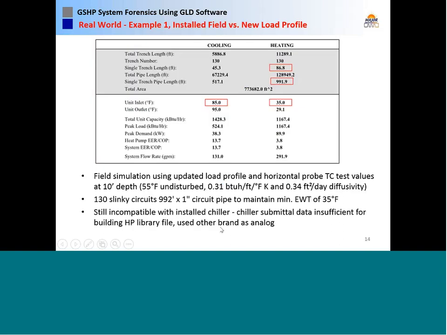So after we reran the loads, the new loads with GLD, and then we also looked at the thermal conductivity we interpreted from the geotechnical report, we felt like the loop might have worked had we used heat pumps that were intended to be used on a closed loop operation, for extended range. The chiller that was installed was certainly not able to tolerate 35 degrees entering water temperature and produce 140 degrees leaving. So we knew we had a problem there as well.